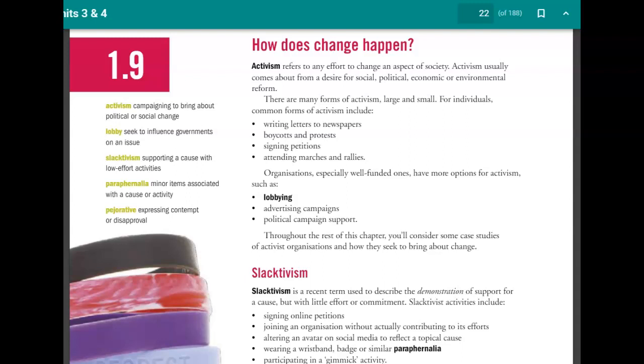So if you were to lobby the local candidate for the seat of Ashgrove, you might lobby them for things like better buses, maybe more facilities for young people. It would mean you would call them, you would write to them, you'd have other people do the same thing too. Throughout the rest of the chapter, you'll consider some case studies of activist organisations and how they seek to bring about change.